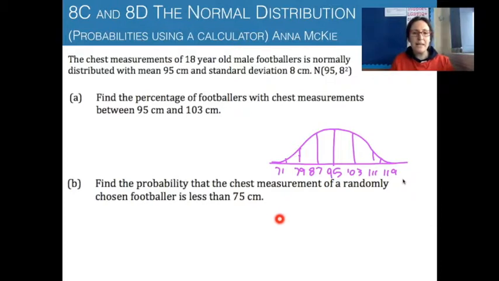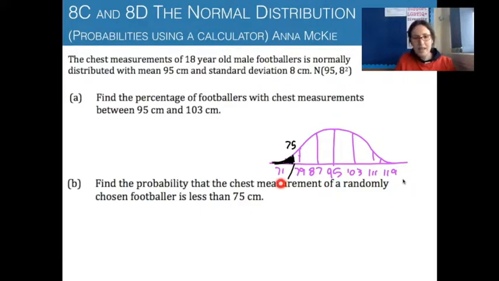Next, part B is asking us to find the probability this time round. Sometimes it'll be percentages, sometimes probability. They're essentially the same thing. That the chest measurement of a randomly chosen footballer is less than 75 centimetres. This is why I find it really handy to have a quick little picture. Where is 75? 75 would be between 71 and 79, so about here. And what's the probability of a randomly chosen one being less than? So we want the left-hand side of that. So I guess our upper bound in this case is 75.